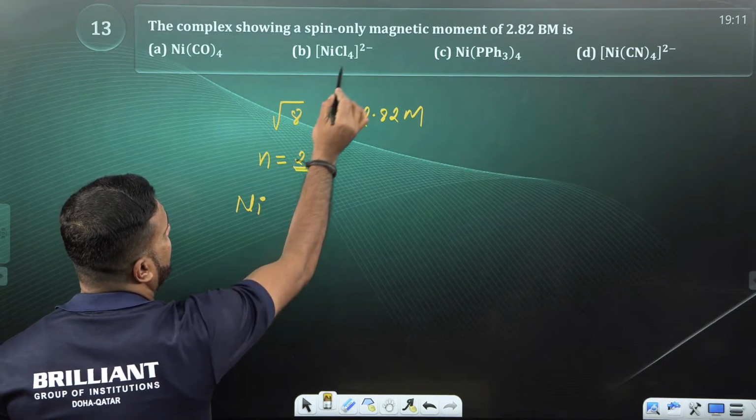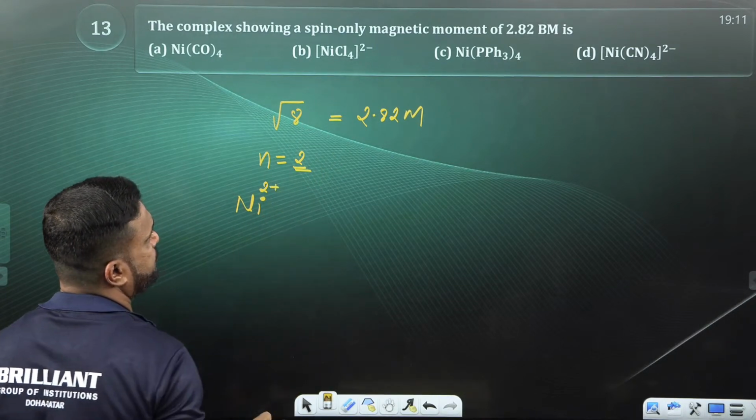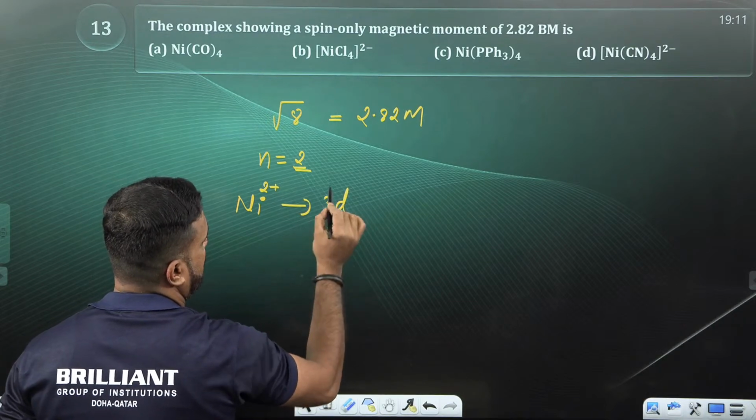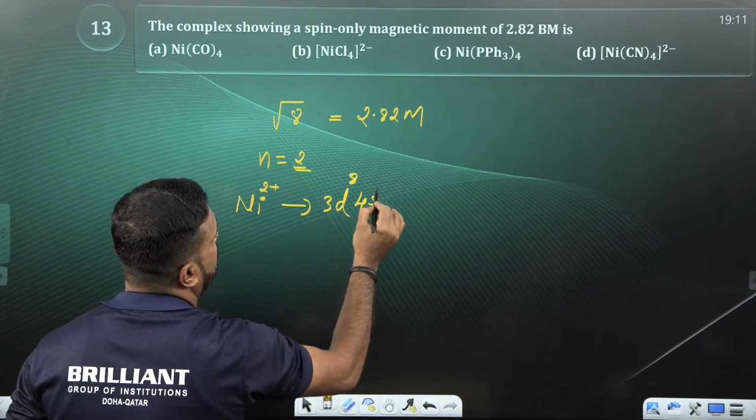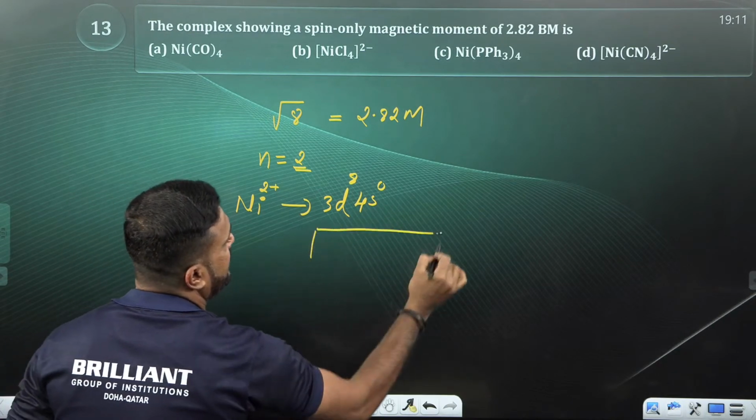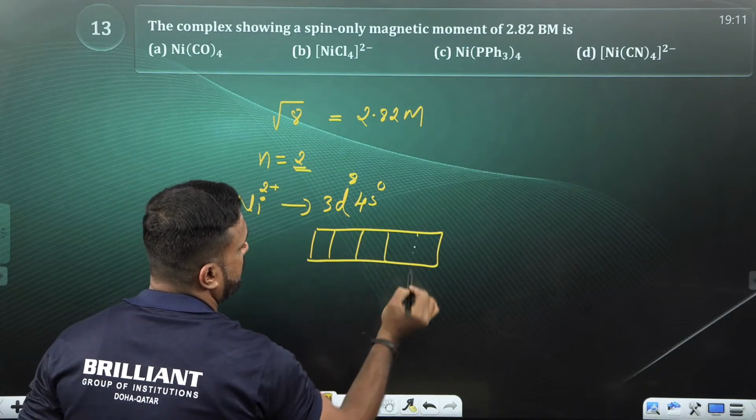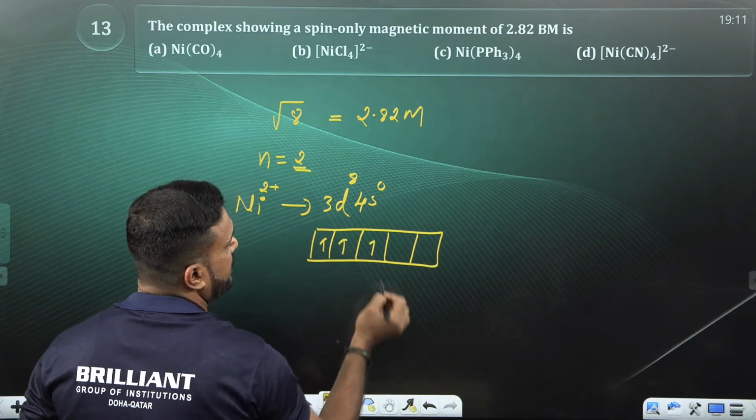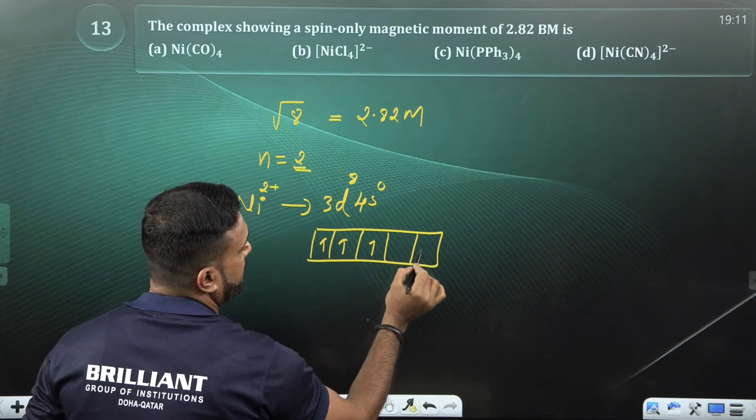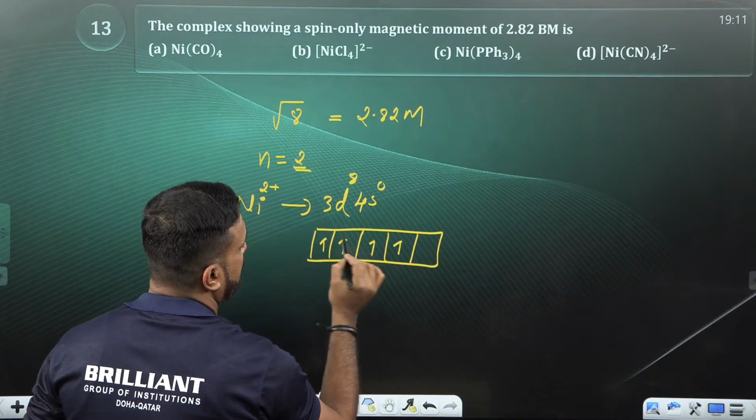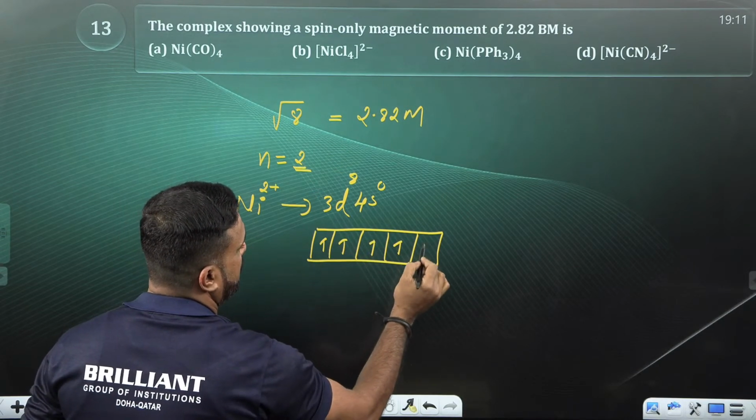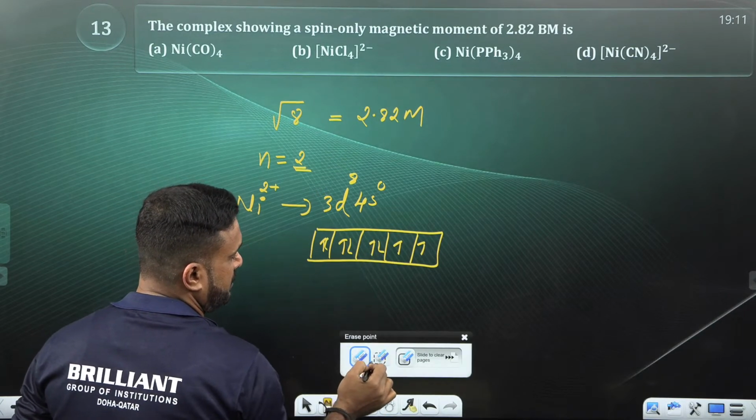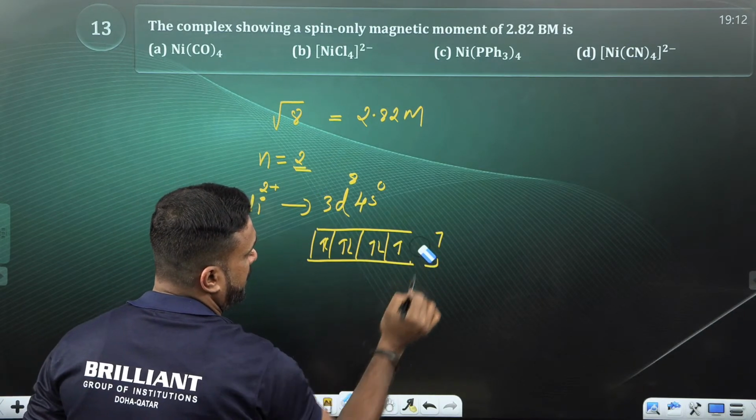You know that Ni in this one is in 2+ oxidation state, so the electronic configuration will be 3d8 4s0. You know 3d8 we can represent like this: electrons 1, 2, 3, 4, 5, then 6, 7, 8. Here one pairing will take place, it will undergo pairing up of electrons.